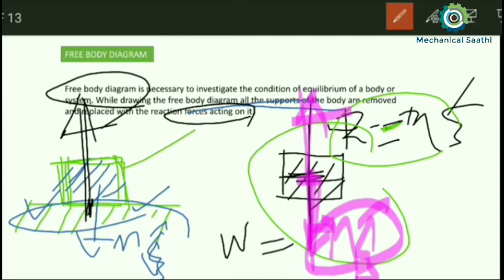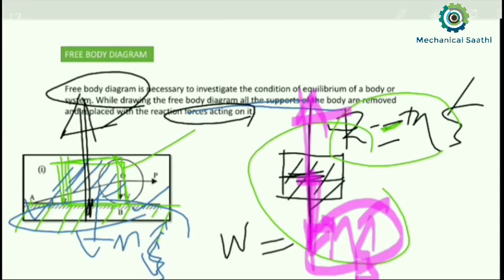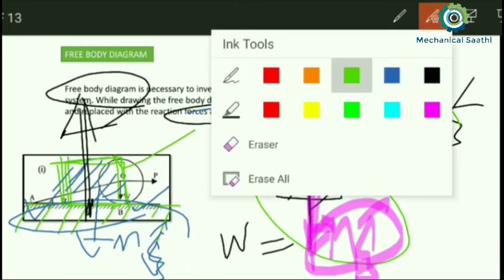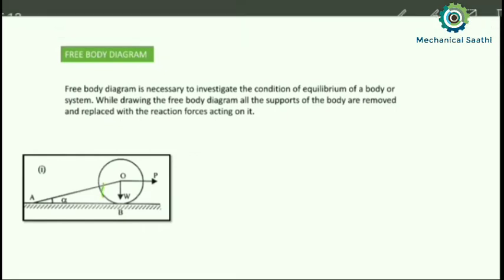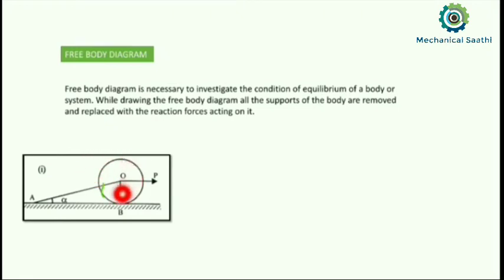Okay, so now let us move forward. During the solving of different examples, we can see different examples so that we can draw the free body diagram. So let us take this example and try to draw the free body diagram for this body. There is a cylindrical disc, a circular disc we can say, on which a single force is applied, which is parallel to the horizontal.